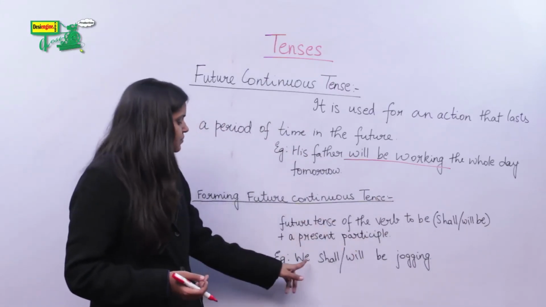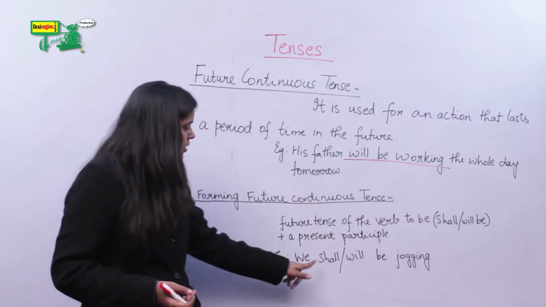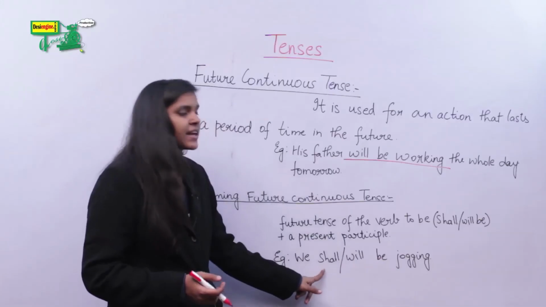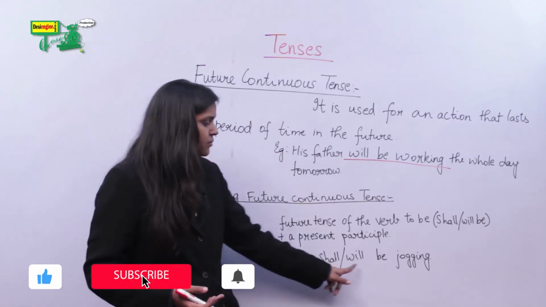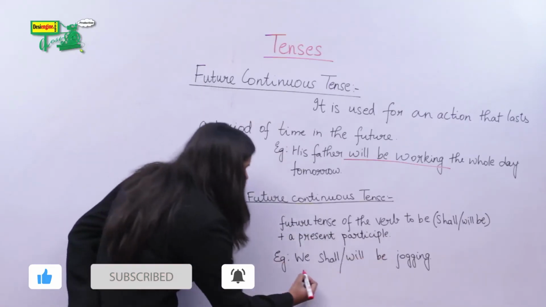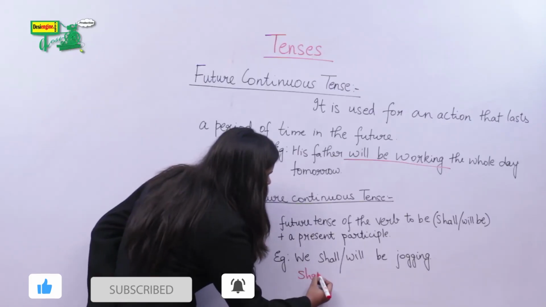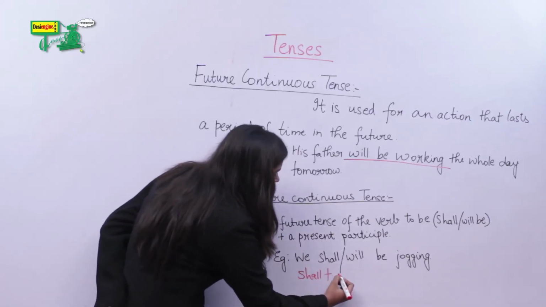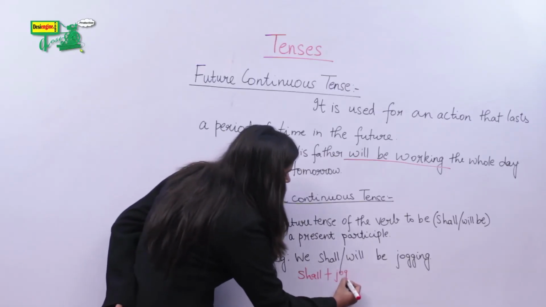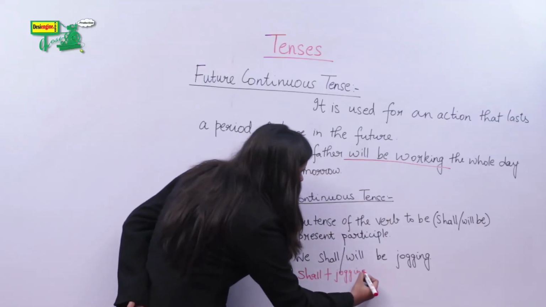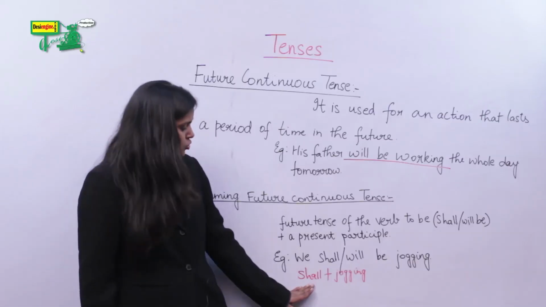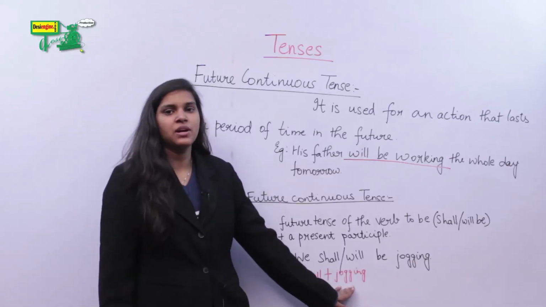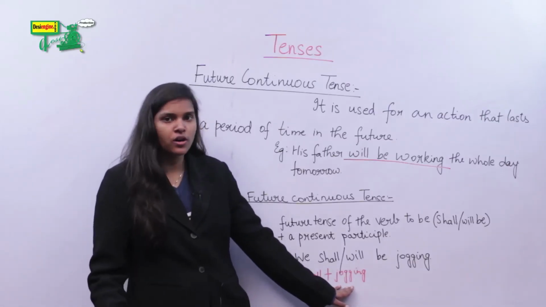For example, we shall be jogging. Shall can be replaced with will be also. Therefore, we shall be jogging. Shall plus jogging. Shall is a future tense of the verb to be. Jogging is the present participle of the verb jog.